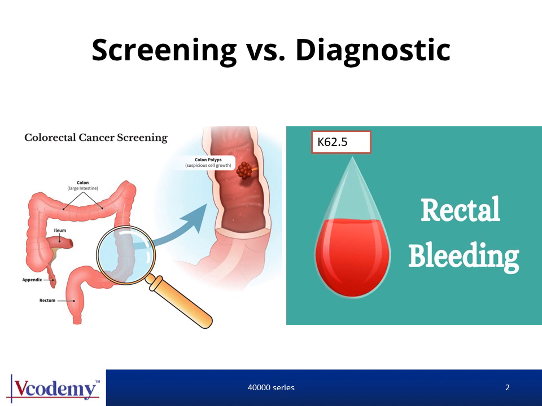Diagnostic colonoscopy, on the other hand, is a test performed as a result of an abnormal finding in the lab test like anemia, sign or symptoms such as abdominal pain, bleeding, rectal bleeding, diarrhea, etc. So presence of symptoms means a diagnostic colonoscopy. Here you can see the ICD code K62.5 is for the rectal bleeding. Symptoms like rectal bleeding are abnormal findings. A colonoscopy is needed to find out the cause of the bleed.